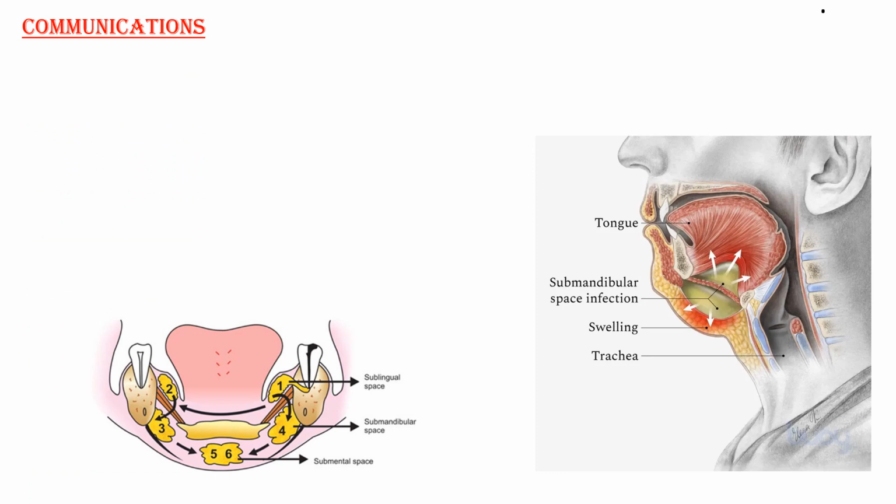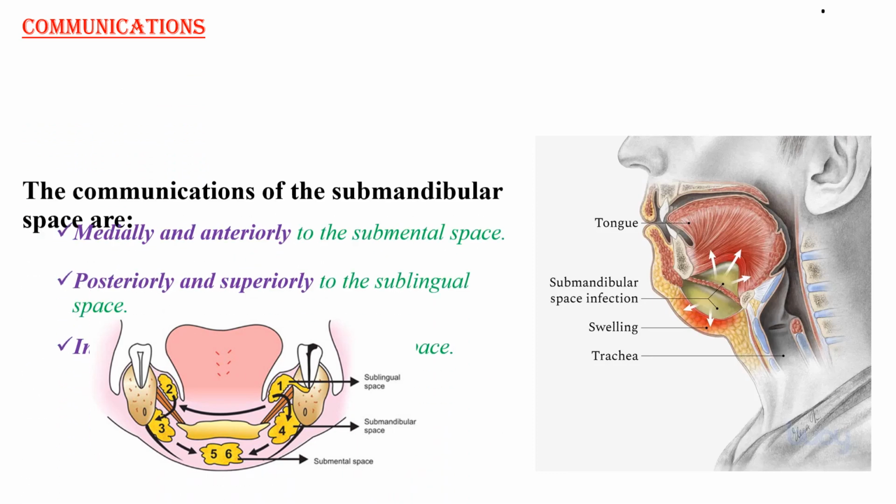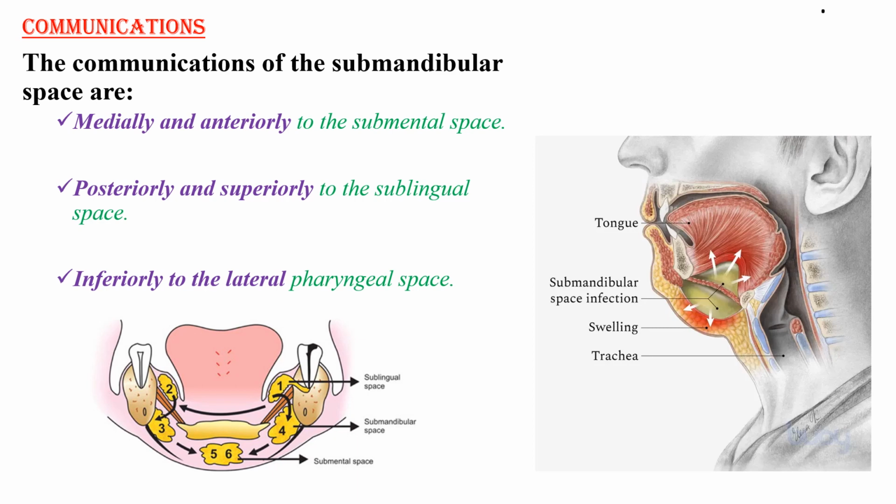When we look at the communication of the submandibular space, medially and anteriorly it communicates with the submental space, posteriorly and superiorly with the sublingual space, and inferiorly with the lateral pharyngeal space. So infection from the submandibular space can spread to those areas.